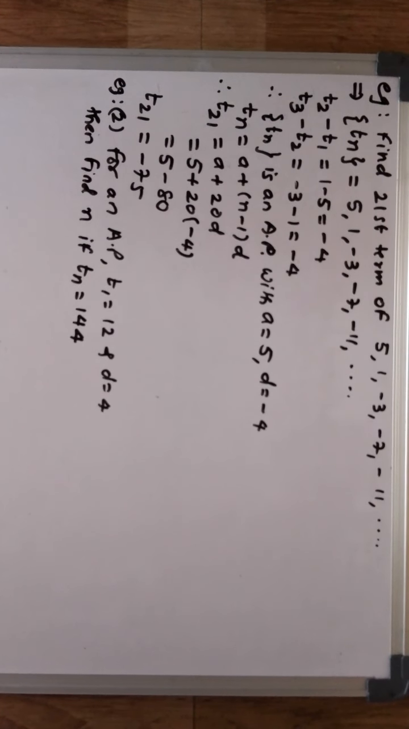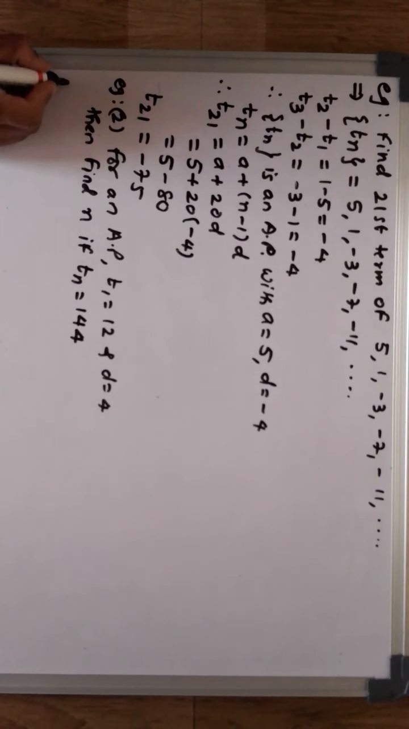Now the question which I have written is like this. For an AP, that means it is already told as an AP, the first term is 12, that means A is 12, and the common difference is 4. You have to find n if the nth term is given to you as 144. So the nth term is already mentioned over here.